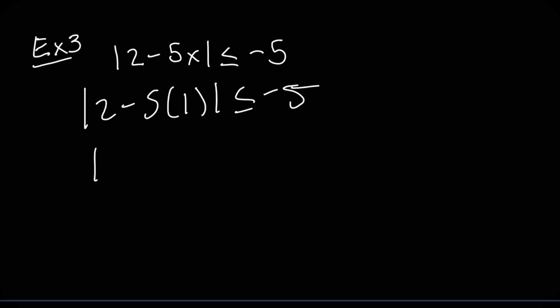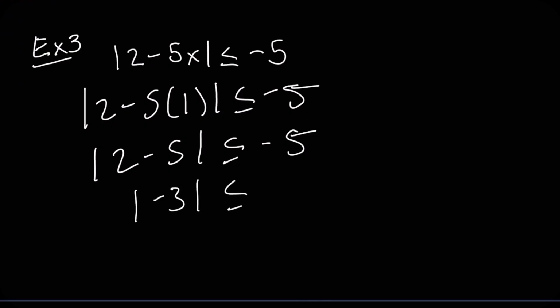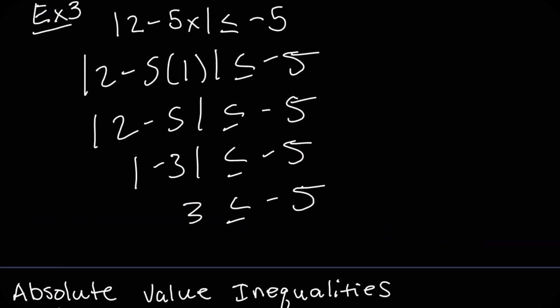We'll get the absolute value of 2 minus 5, less than or equal to -5, which would be the absolute value of -3, which is just 3 less than or equal to -5, which definitely doesn't make any sense. So it doesn't matter what number we plug in here, the absolute value is always going to be positive.